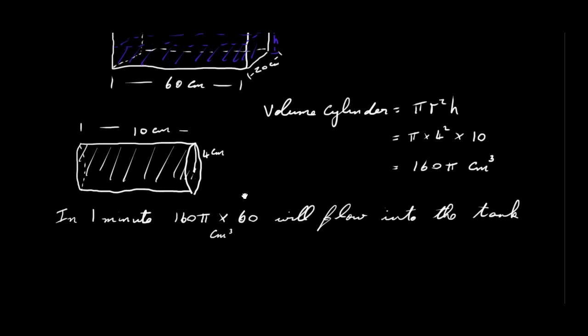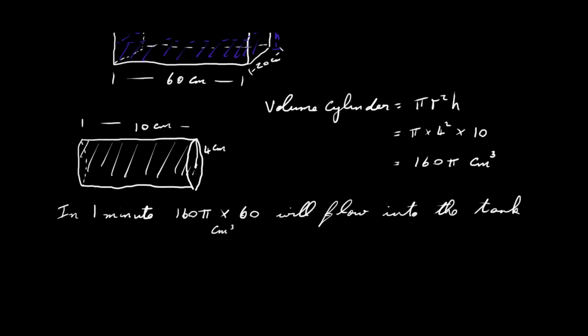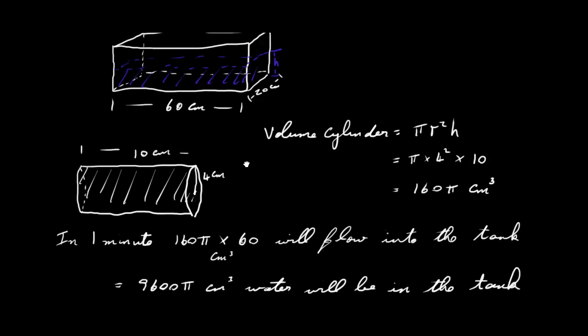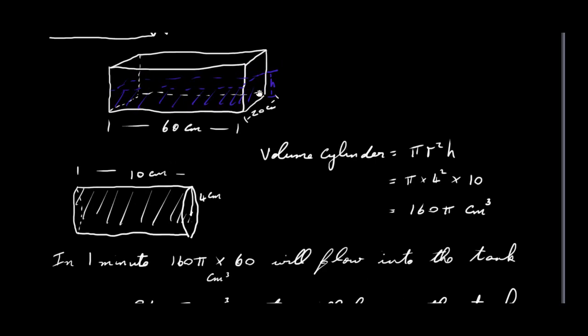Okay, so let's multiply that out. We have 160 times 60, that'll give us 9,600. So that's equal to 9,600 pi centimeters cubed of water in the tank. So now if we go back to our diagram, we now have the volume of this blue area here. We now have the volume of water in the tank.